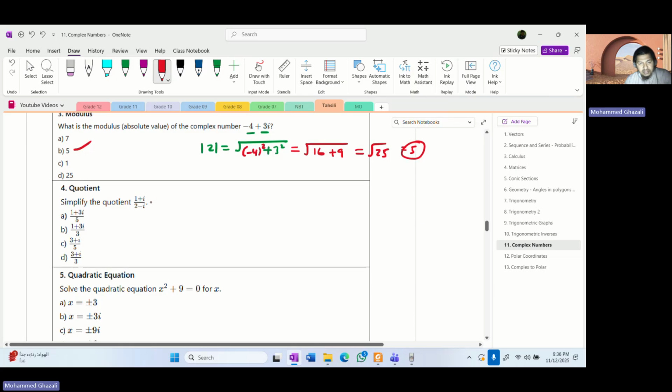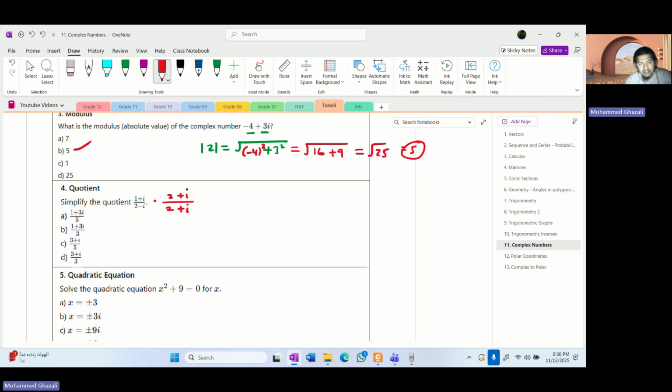What is the quotient? You're going to multiply by the complex conjugate, which is 2 plus i on top and bottom. Now, 1 times 2 is 2. 1 times i is i. i times 2 is 2i. And i times i is plus i squared, divided by 2 minus i times 2 plus i. That's a difference of two squares, so that's just 4 minus i squared.